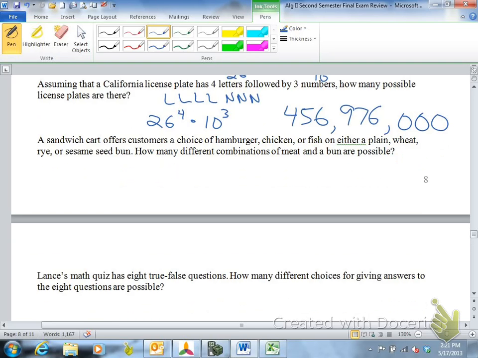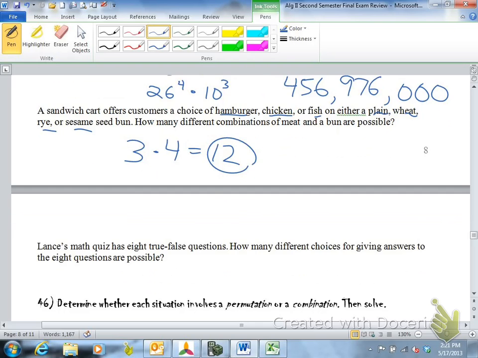The next one, you have a choice of hamburger, chicken, fish. So you have 3 options. You have plain, wheat, rye, or sesame seed bun. So you have 4 options. How many different combinations of one meat? There are 3 of them. And one bun, there are 4 of them. So you have 12 options.